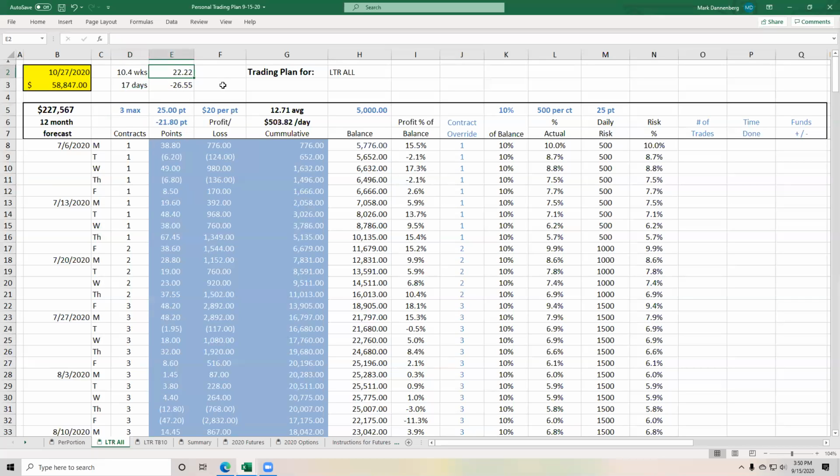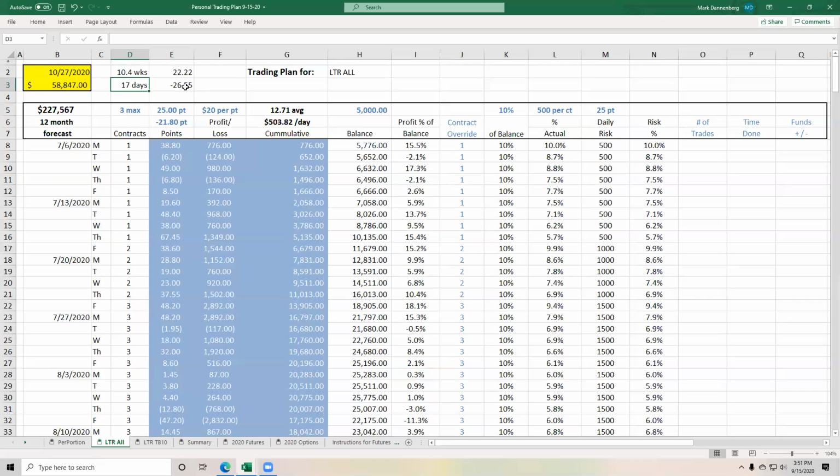Now let's go back up here where it's telling us that our winning days are averaging 22.22 points per day, and our losing days are averaging 26.55 points per day. Now there's another dynamic that's built into that, and as I said, we're at 10.4 weeks into a 52-week forecast, and we have had 17 losing days. So our plan, our forecast for 12 months, is based on losing at the rate of about 1 day a week. We are ahead of that pace. We are at 17 days, although we're only through 10.4 weeks.